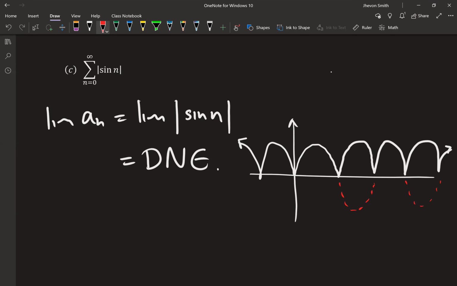So now you just have this function that's bouncing up and down. Its maximum height is going to be 1. Its minimum is going to be 0, but it's not settling anywhere. It's going to bounce up and down forever. So the limit does not exist. In particular, it's not 0, which means the series diverges.